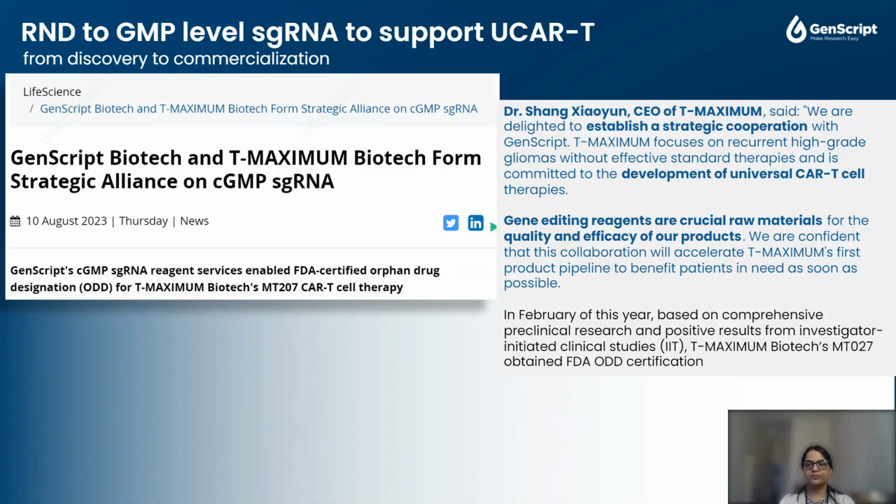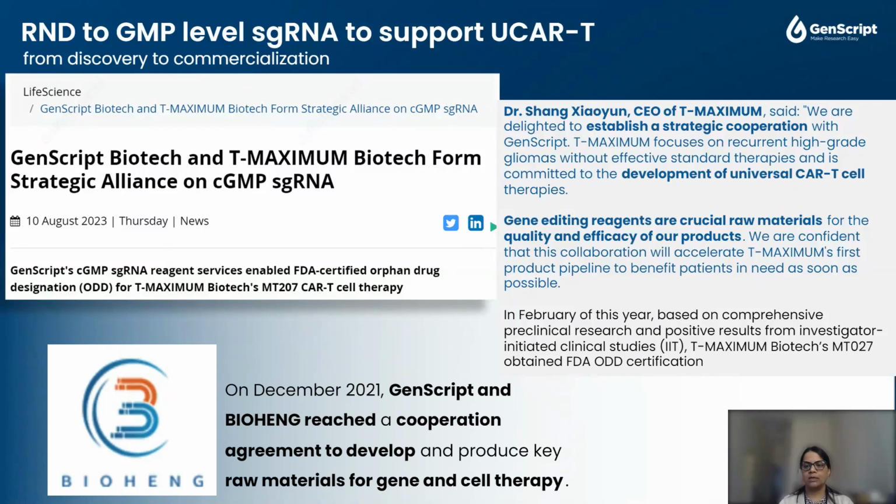Further, another one, Team Exum, is a biotech company also developing UCAR-T, and GenScript Biotech and Team Exum Biotech made a strategic collaboration where GenScript will provide Team Exum Biotech with various CRISPR reagents to support their development of UCAR-T product from discovery to commercialization. And we also made a cooperation agreement with Biohang to develop and produce the key raw material for gene and cell therapy.